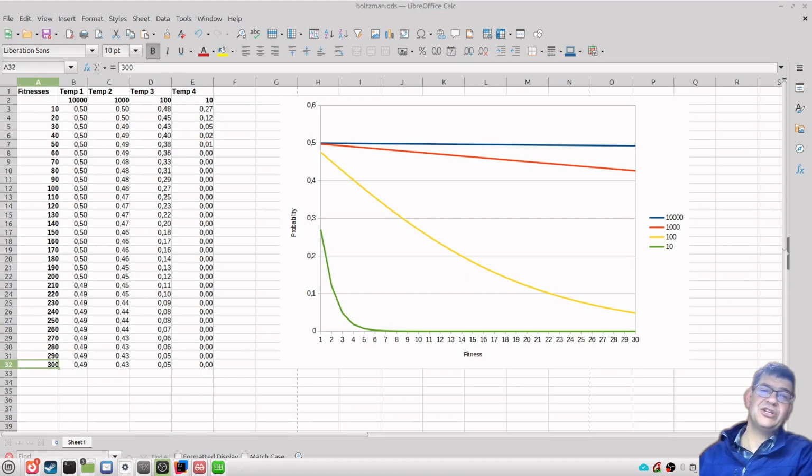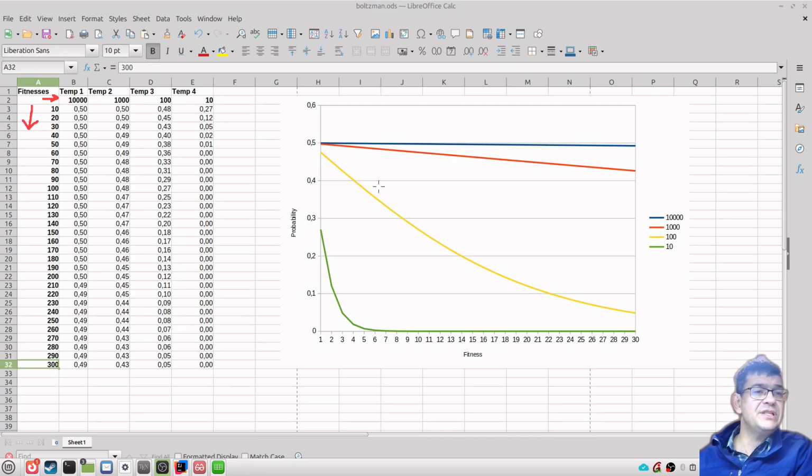Now with Boltzmann selection, here's a simple graph that just shows you how it works. So it's very, very simple. At the top over here, this row shows, let's say, temperatures. You've got 10,000, 1,000, 100, and 10. That's that T_t that you see. And over here, in this column, we've got fitnesses. So let's say a fitness that ranges from 10 to 300. That's just chosen at random.